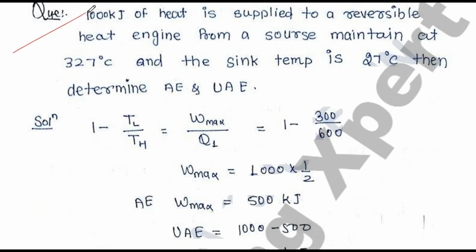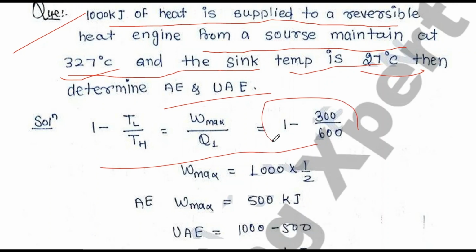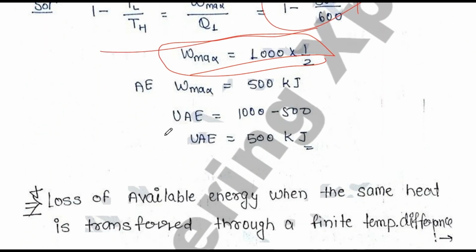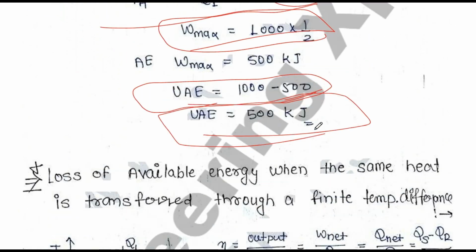So we have a question here. 1000 kilojoule of heat is supplied to a reversible heat engine from a source maintained at 327 degrees Celsius, and the sink temperature is given. So this is T1, this is T2, then determine A and UA. So you know T1, T2, then you know efficiency by this formula. So efficiency would be half. So you know W max, this is the available energy, and unavailable energy is Q input minus the maximum work or the available energy. Okay, this is a simple question.